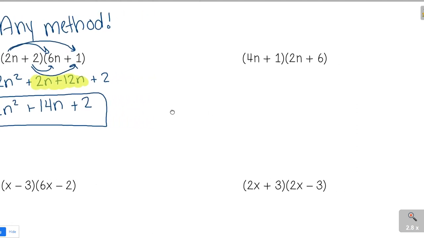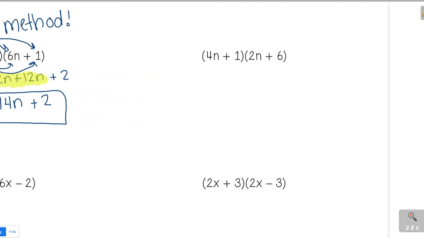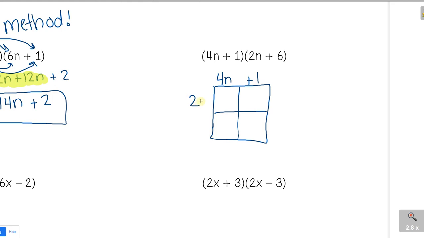Okay, the next problem, I am going to do the box method. I'm going to draw my box. And then put 4n, and plus 1, 2n, plus 6. And now multiply. So 4n times 2n is 8n squared. 1 times 2n is 2n. 4n times 6 is 24n. And then 6 times 1 is 6.